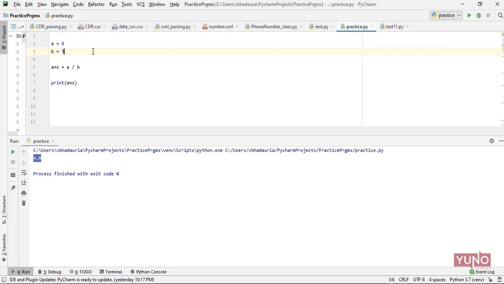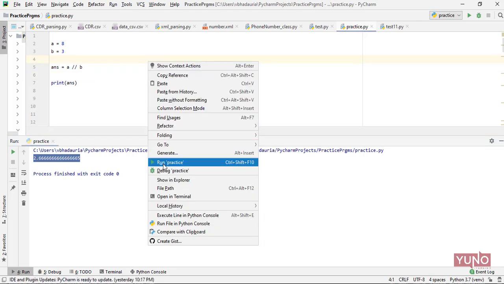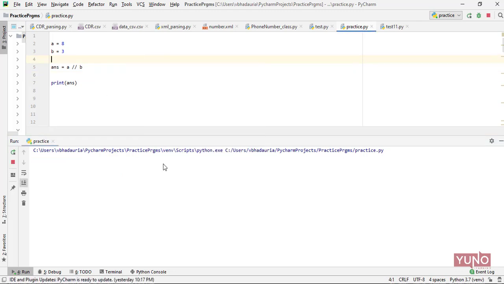If I divide 8 by 3, that will give you 2.66666 something like that, because this gives you the floating division. But if I want the same answer as integer division, the same answer will be converted into the integer division. It will not round off, but it will give me the part before the decimal point. That will give me the 2. So let's check it out. Yes, correct. That will give me the 2.